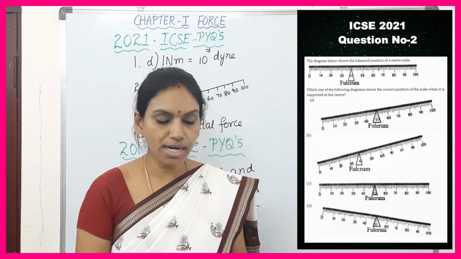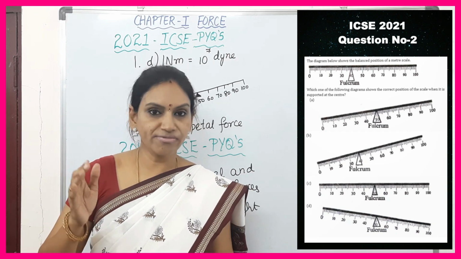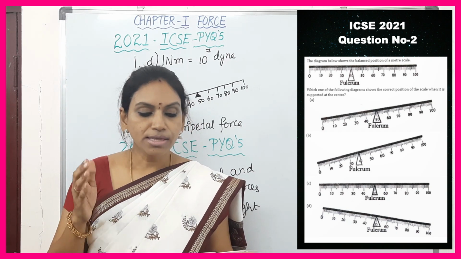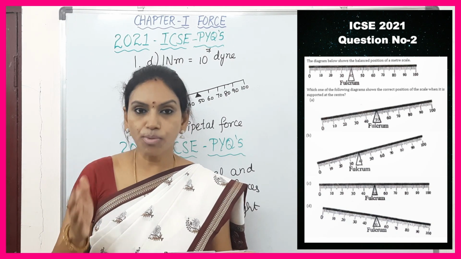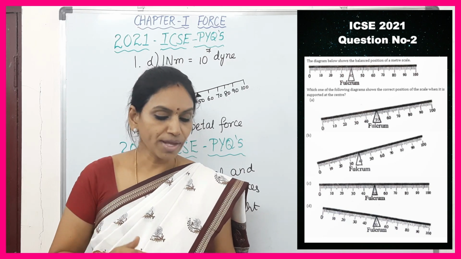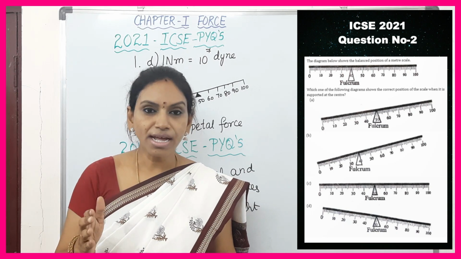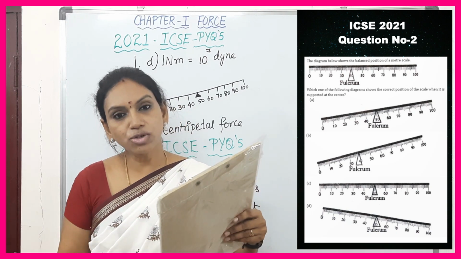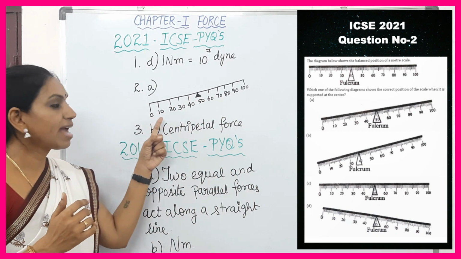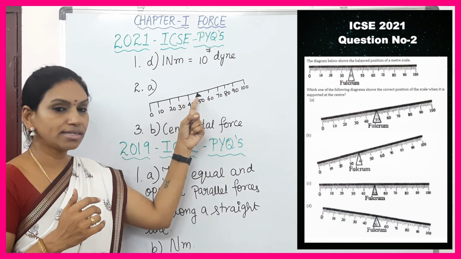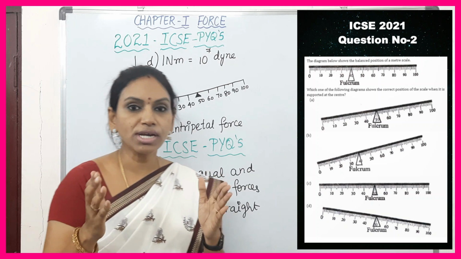The options given are: they have given a scale which is bent towards left. Option B, it is also bent towards left, but the pivoted point or fulcrum is at 40. Option C, it is exactly at 50. Option D, the scale is being bent towards right side. What will be the answer? Let's see. It is A. Though it is at center, the scale is being bent towards left side. That will be your correct answer.